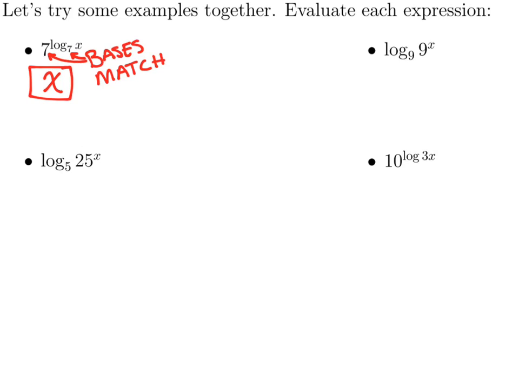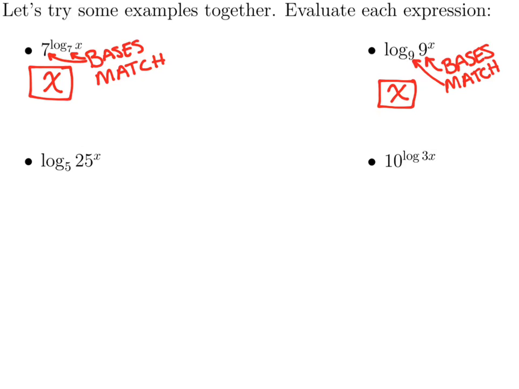Alright, now let's look at the next one. With log base 9 of 9 to the x. The answer is just x, and the reason is the same as before. The bases match. The base of the logarithm matches the base of the exponential expression inside the logarithm.